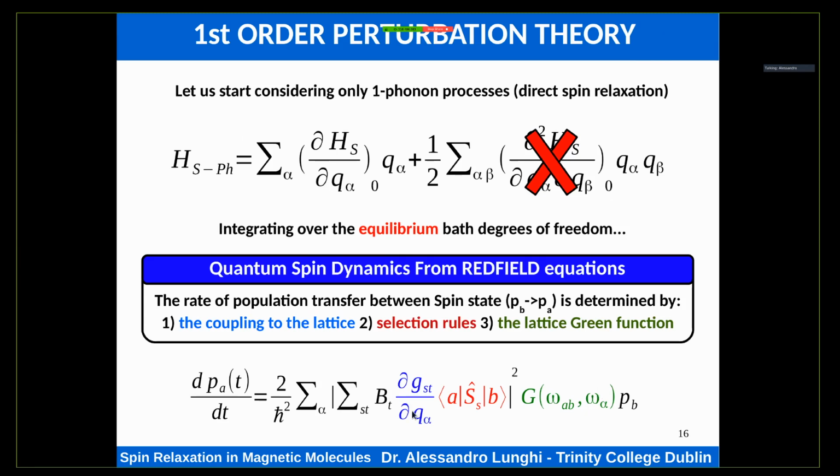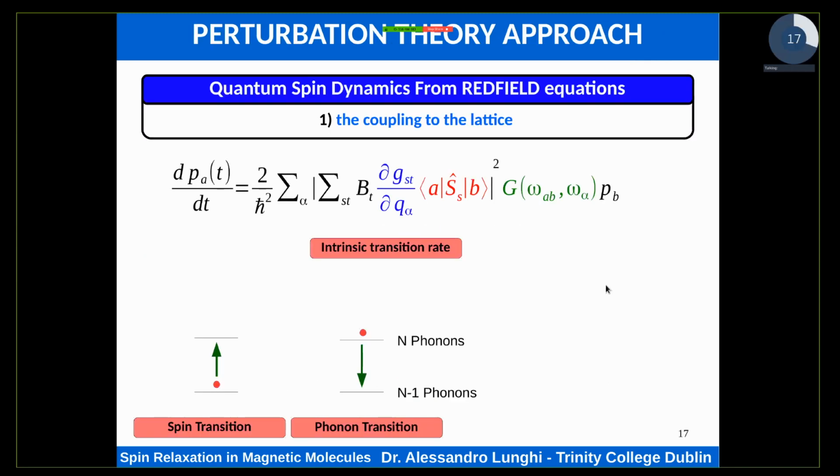So the first one is the coupling to the lattice. Then we have the selection rules, and finally the lattice Green function. So now I'm going to go through these three terms very briefly just to explain what's the physics behind. Okay, so we have in blue here the spin-phonon coupling essentially. So you see here, you have g, that appears in the spin Hamiltonian, and this is intrinsically dependent on the position of the atoms inside the molecule.